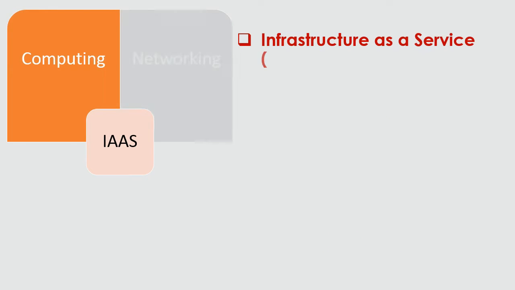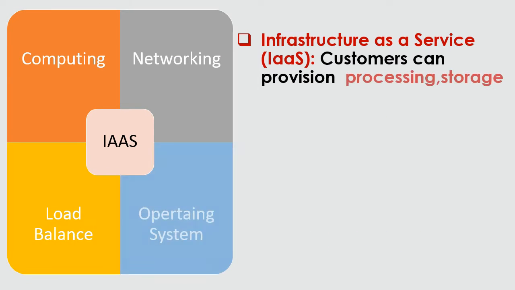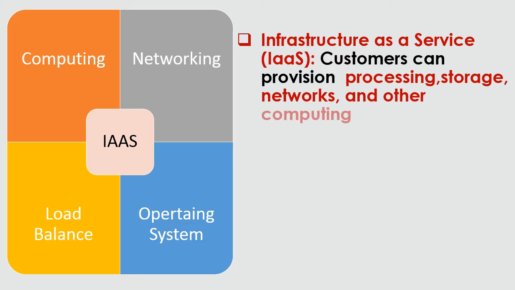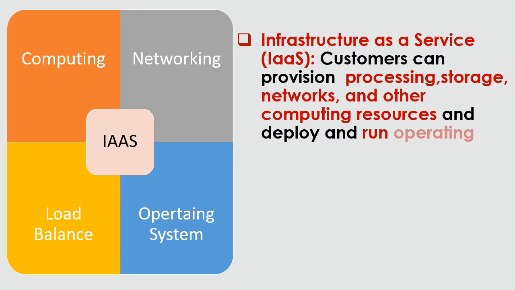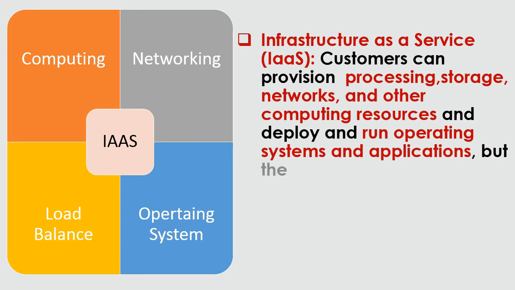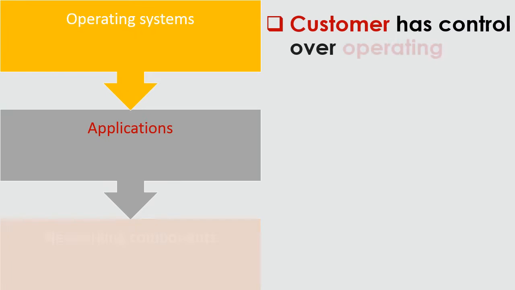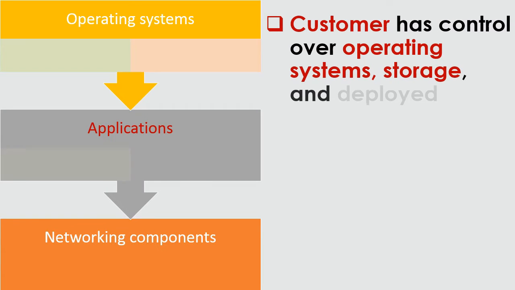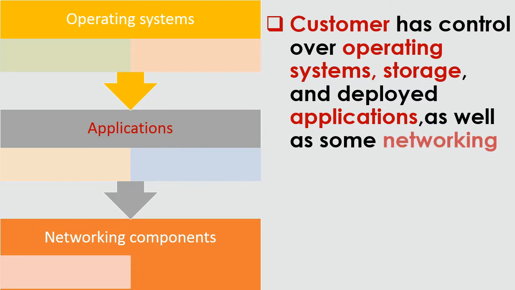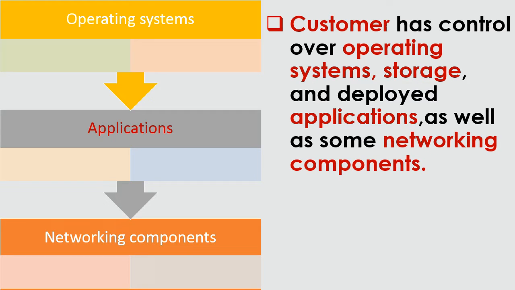Infrastructure as a Service, IaaS customers can provision processing, storage, networks, and other computing resources and deploy and run operating systems and applications, but the customer does not manage the underlying cloud infrastructure. The customer has control over operating systems, storage, and deployed applications as well as some networking components.